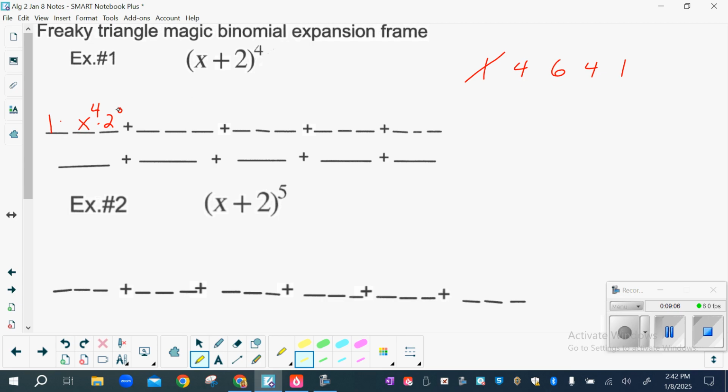So my next one, a 4, would be my coefficient next. And then what's going to be my exponent on my x? 3. And then my 2 is from here. What's going to be the exponent on the 2? 1. How'd you get that, Aiden? It goes up. So those numbers are going to go up: 0, 1, and so on.